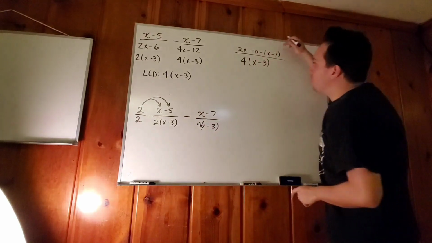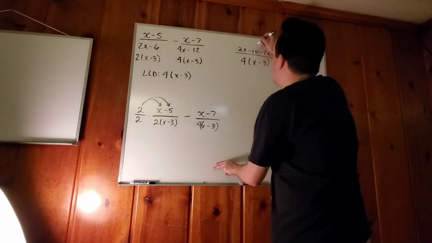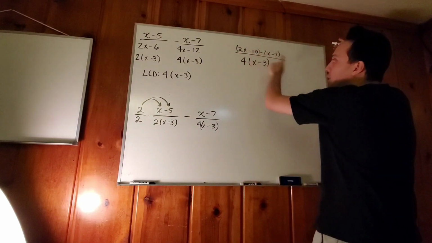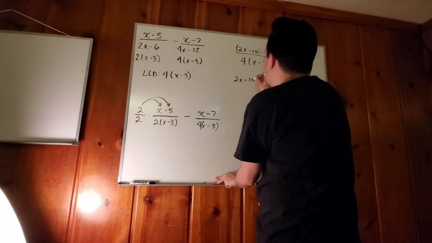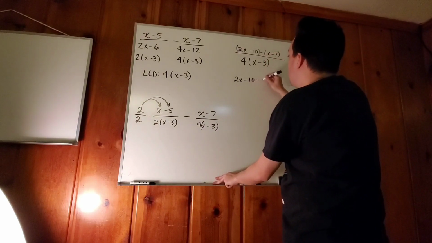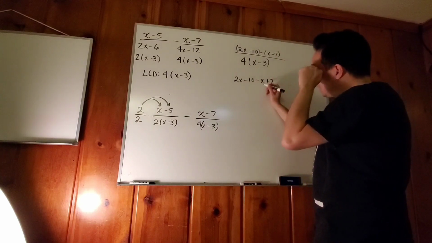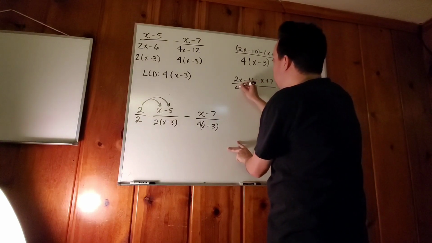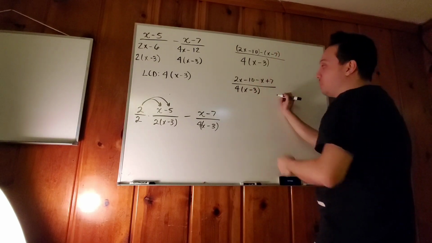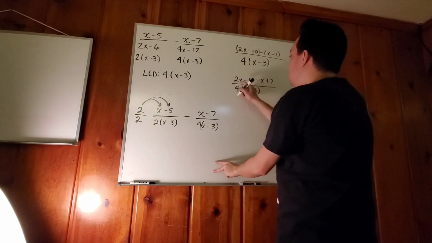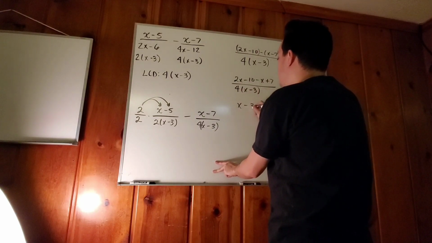So I put it into the parentheses because we can't forget to distribute the negative, right? So if you want, you can do that so that it's actually easier for you to recognize. And so it's going to be 2x minus 10. And now I'm going to distribute the negative: minus x plus 7. And so 2x minus x, over 4 times x minus 3. Can't forget that denominator. It's there for a reason. So we have a 2x minus x is going to be x. And negative 10 plus 7 is going to be minus 3.